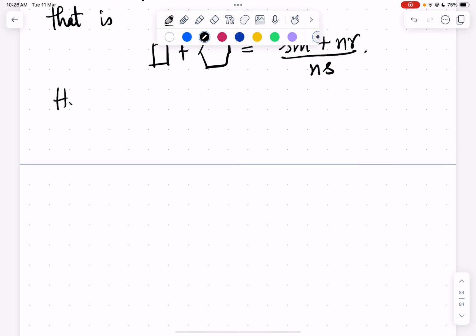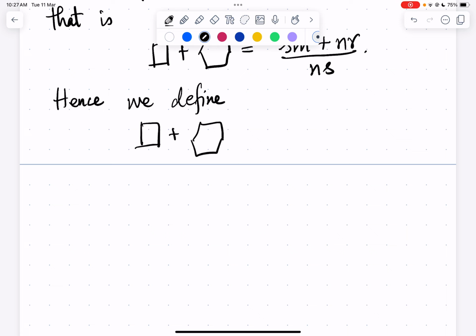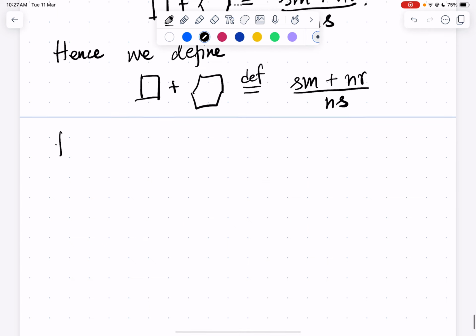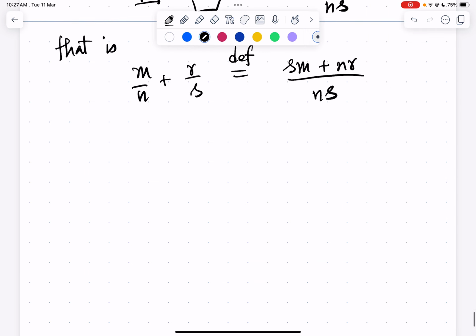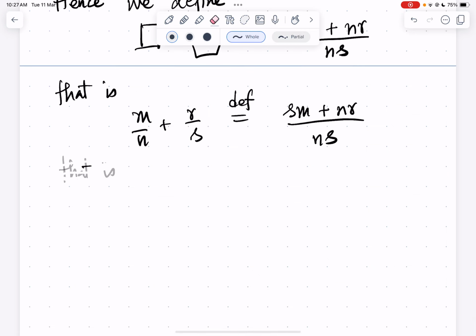Hence we define box plus hexagon to be sm plus nr by ns. That is, box is just m by n and hexagon is r by s. We define m by n plus r by s equals sm plus nr by ns. So this is the definition of addition.